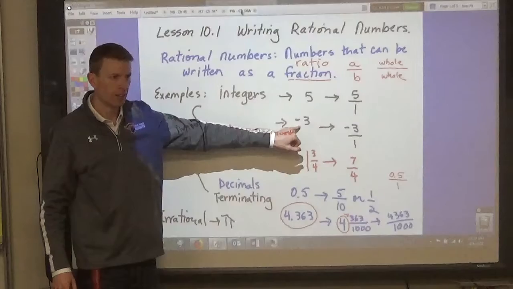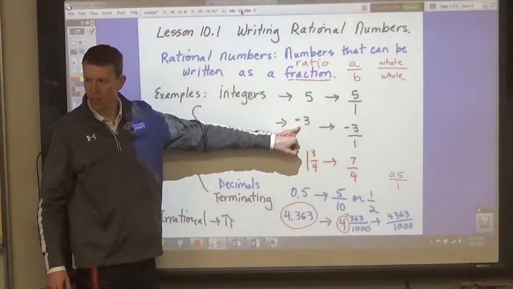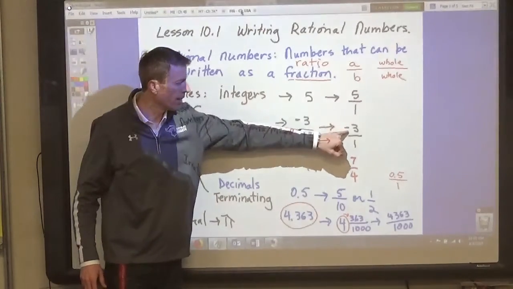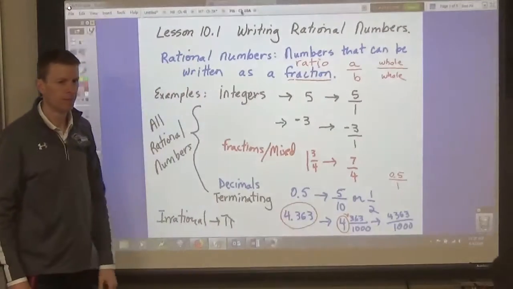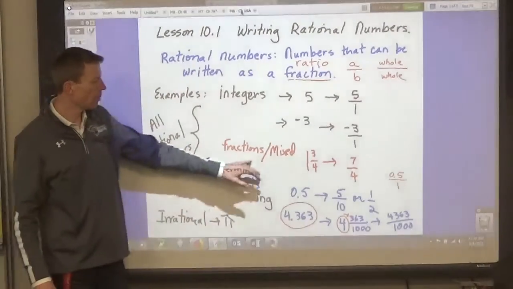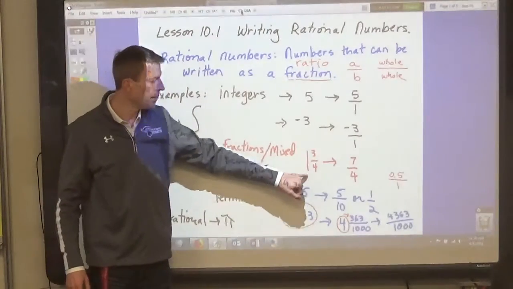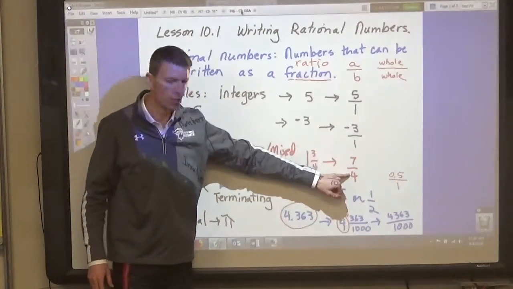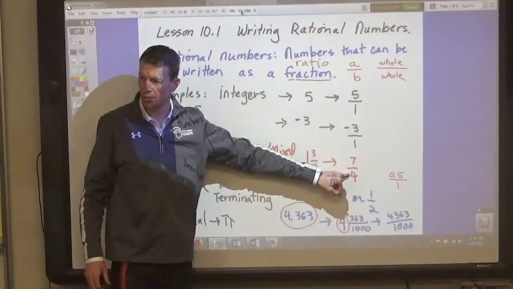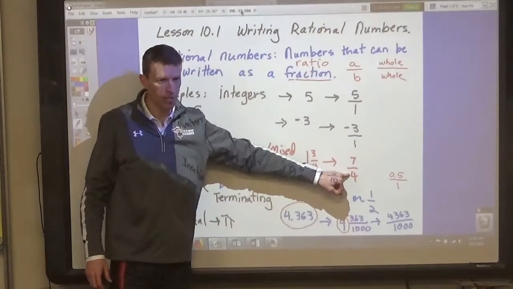-3. So negative whole numbers can be written as fractions. -3 over 1. We just talked about fractions and mixed numbers. So any mixed number can be written as a fraction, as a top-heavy fraction. Right? You with me so far?